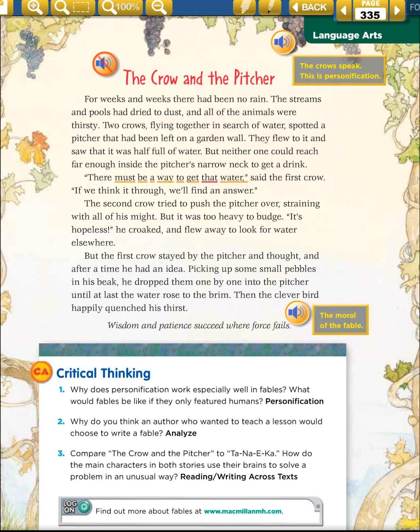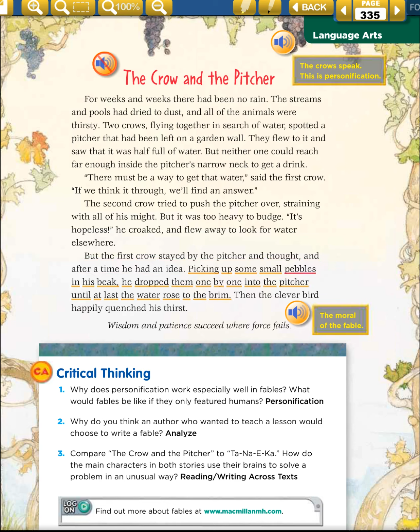"There must be a way to get that water," said the first crow. "If we think it through, we'll find an answer." The second crow tried to push the pitcher over, straining with all of his might. But it was too heavy to budge. "It's hopeless," he croaked, and flew away to look for water elsewhere. But the first crow stayed by the pitcher and thought. And after a time, he had an idea.